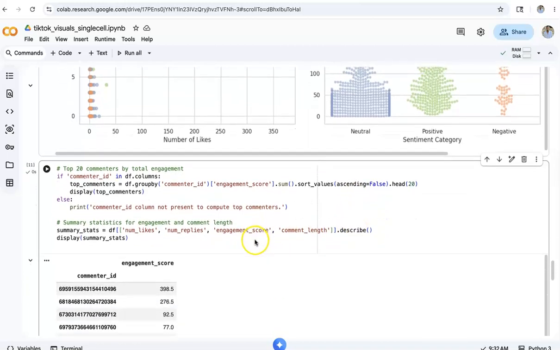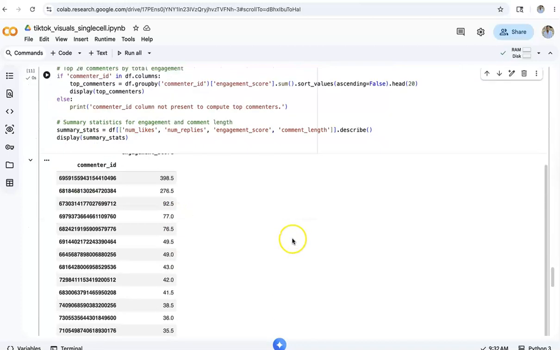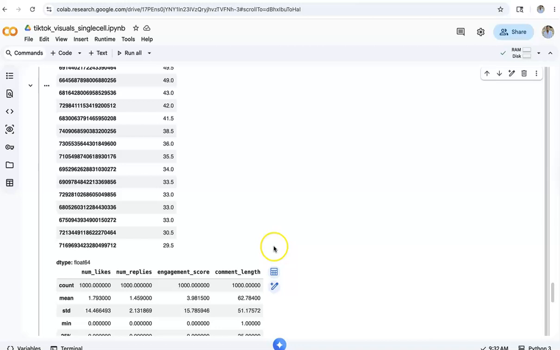The next item we have is the top commenters by total engagement, and summary statistics for engagement and comment length. So if we see, we have the commenter ID over here. Once the code is executed, we have the commenter ID and the engagement score for each commenter.